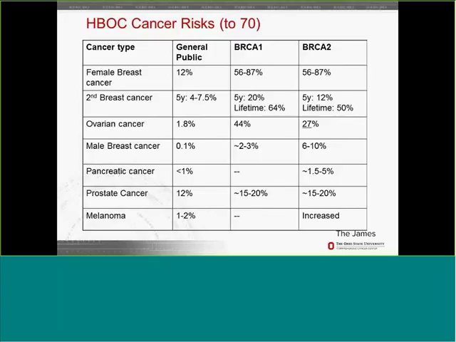Hereditary breast ovarian cancer syndrome. The general public's risk for cancers are on the left column, and then for a BRCA1 mutation carrier or a BRCA2 mutation carrier on the right. Important things here are the second primary breast cancer risk row, the second row. For this reason, because there's a much higher second primary risk, a lot of newly diagnosed breast cancer patients come to see us very quickly to figure out if they have a mutation or not before they elect whether to do bilateral mastectomies or unilateral mastectomy or just a lumpectomy.